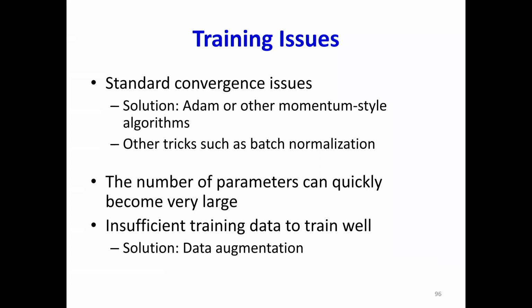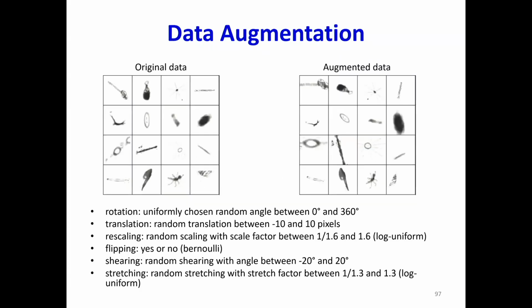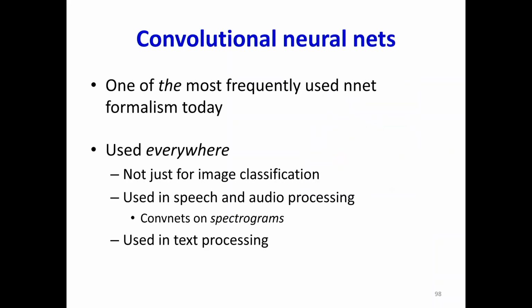Now, there was another, we'll get to that. Training issues: you have standard convergence issues, so you need all the usual tricks of the trade, Adam, momentum, what have you. And the number of parameters in your network can quickly become very large, even though you're sharing parameters. So you have to use tricks like data augmentation, where you take the original data, add noise, or flip it around. If I place a bottle on its side, it's not going to stop being a bottle, right? So data augmentation essentially distorts the inputs in various ways to give you new training samples.